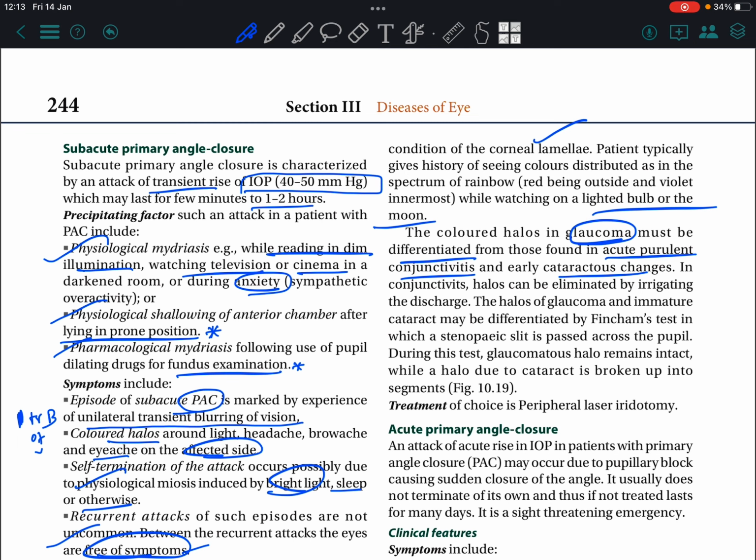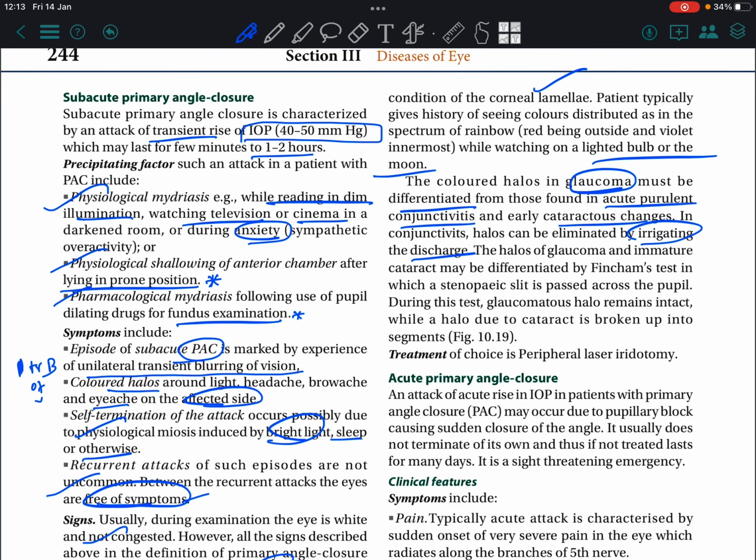and early cataractous changes. In conjunctivitis, halos can be eliminated by irrigating the discharge. The halos of glaucoma and immature cataract may be differentiated by the Fincham test, in which a stenopeic slit is passed across the pupil. During the movement, the glaucomatous halo remains intact, while a halo due to cataract is broken up into segments.